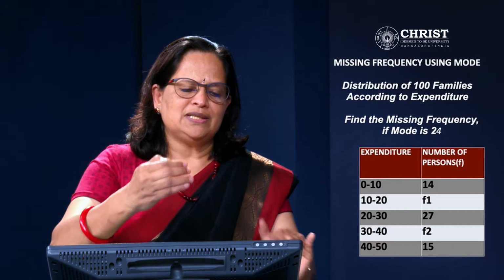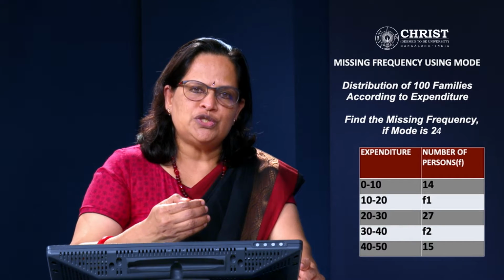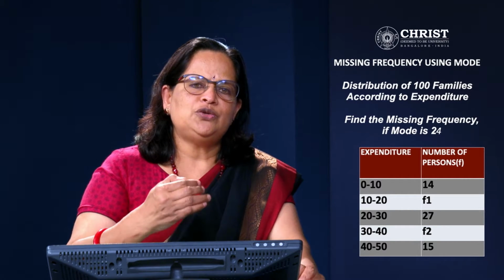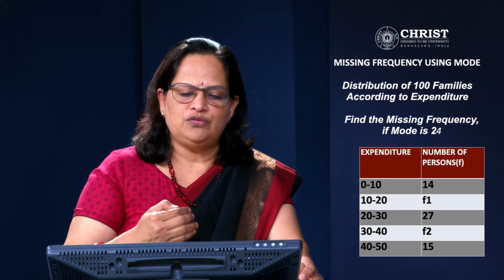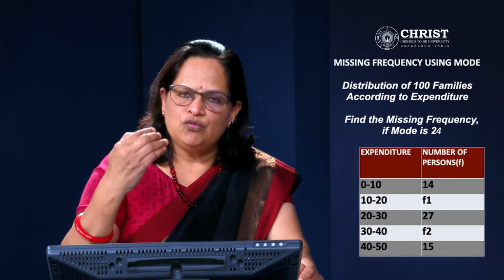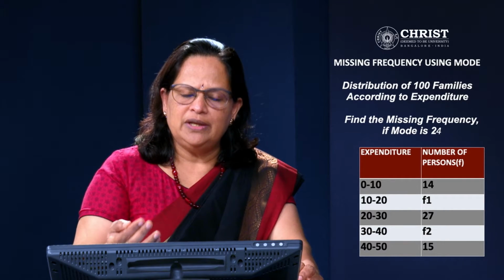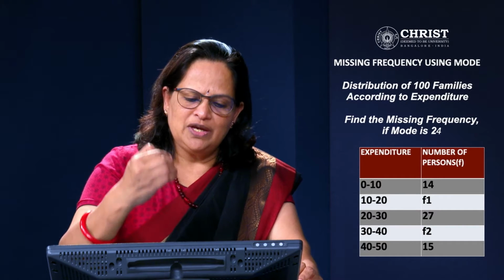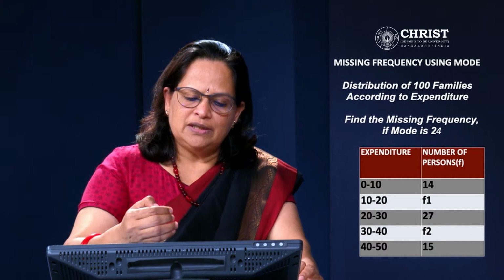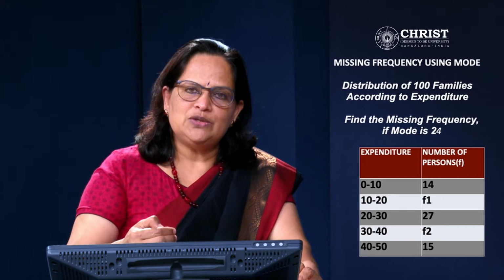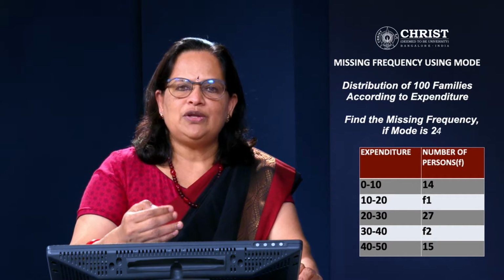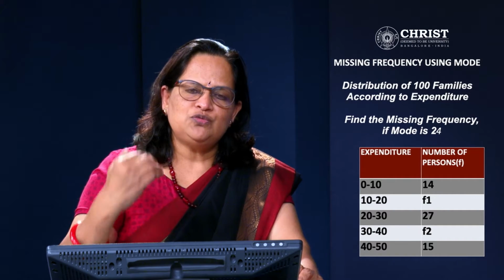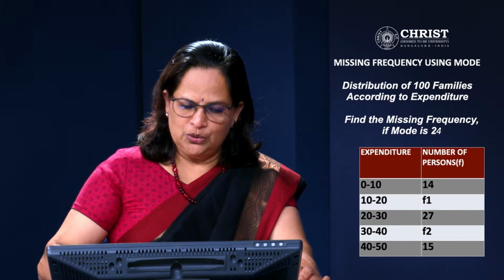If we take the class intervals, first class interval is 0 to 10, then 10 to 20, 20 to 30, 30 to 40 and 40 to 50. The frequency values: the first class is given as 14, second is F1, that means we have to find out that value. Third value is 27, next value is F2, that also we have to find out, and the last frequency value is 15. Now we'll see how we are going to do this.